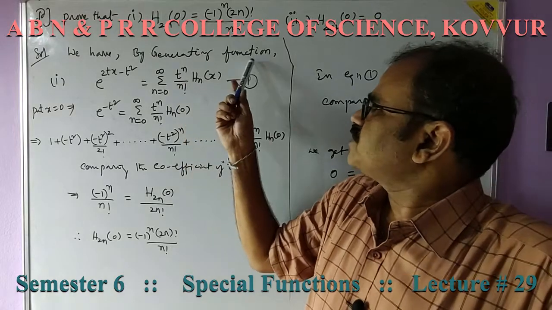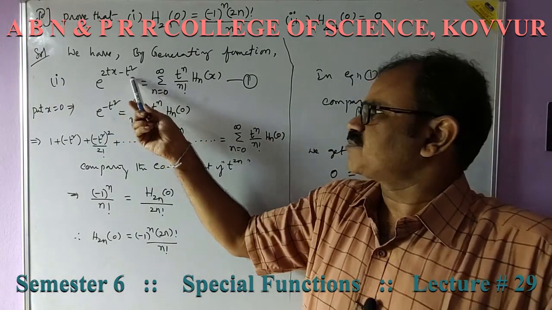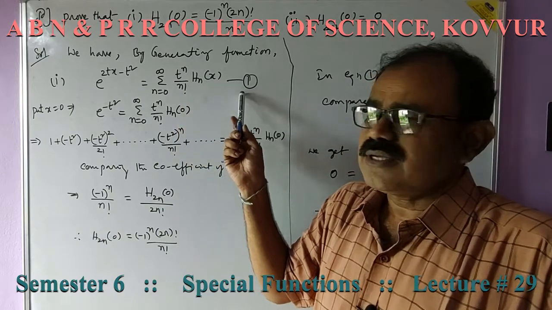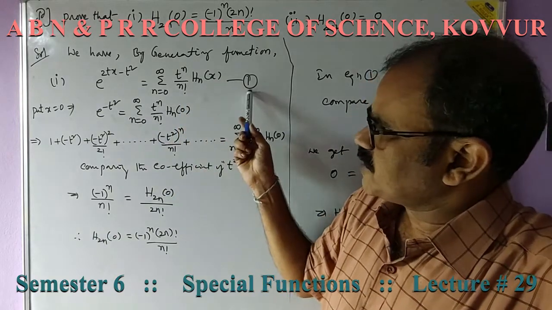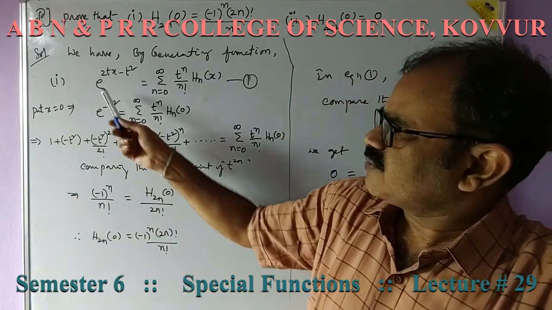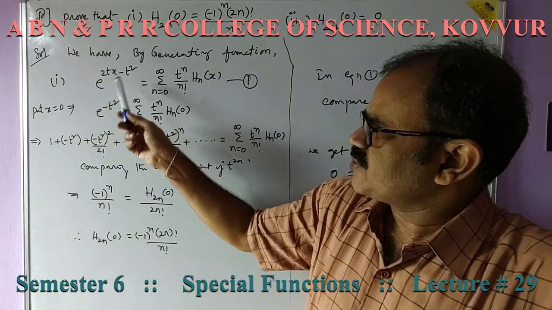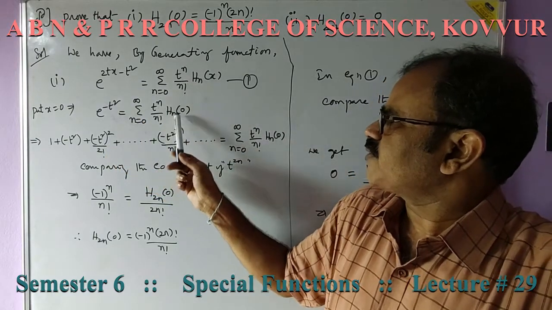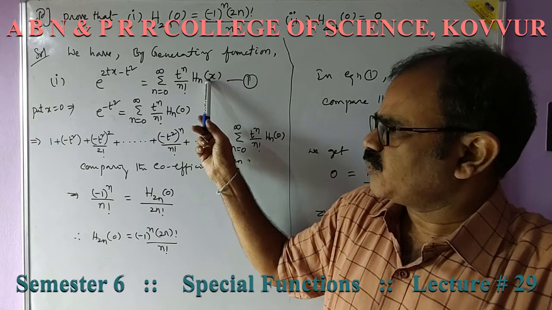We have, by the generating function, e^(2tx - t^2) is equal to the sum from n equals 0 to infinity of t^n/n! into H_n(x). This is a clear result. Let it be equation 1. In this, put x equal to 0. Then what do you get? e^(0 - t^2), that is e^(-t^2), equals the sum from n equals 0 to infinity of t^n/n! into H_n(0).